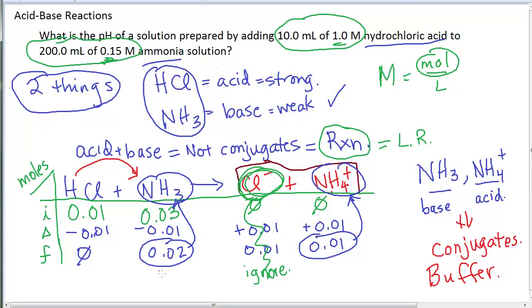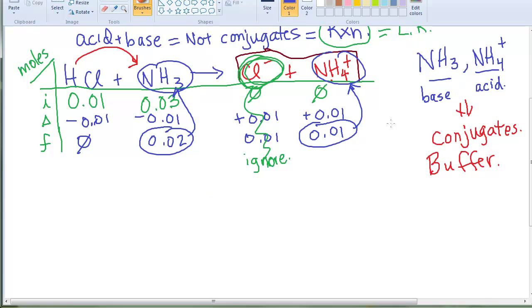Actually, let me just scroll. All right, we're back. So I have ammonia and the ammonium ion in an equilibrium system. Those are the only things that are left. For an ice table and an equilibrium constant, I do need molarities. And so the concentration of ammonia is the moles per liter.